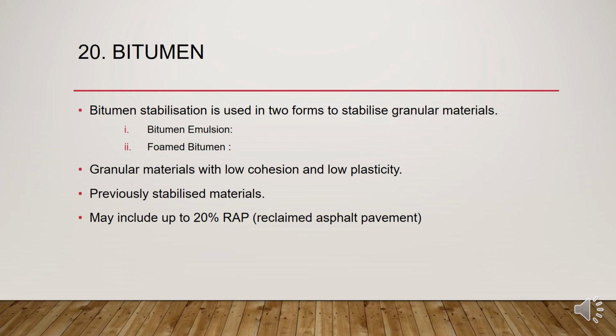Also, bitumen stabilization is used for materials which are previously stabilized and used in road construction. It may also include 20% of RAP, or reclaimed asphalt pavement, in itself for stabilization of the soil and road materials.